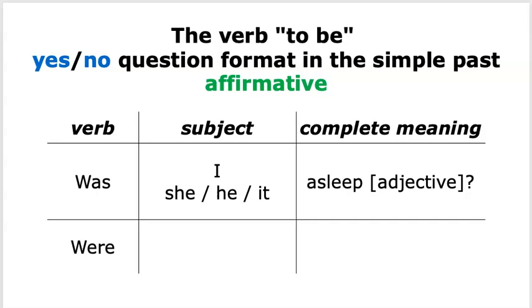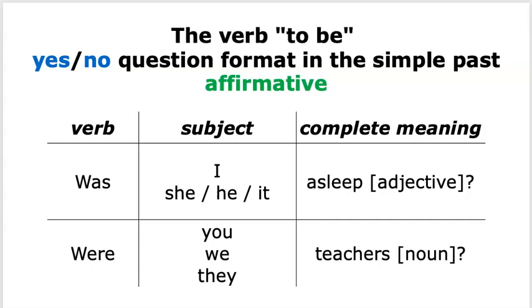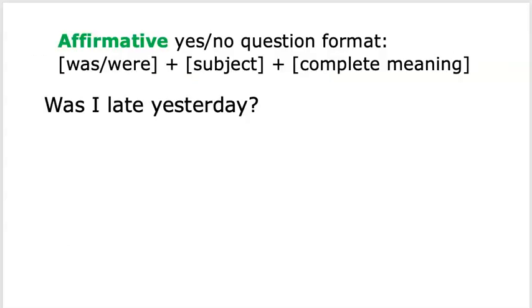If we begin with were, it's because our subject is you, we, they, or people's names like Elliot and I, or Bob and Lucy, and then we finish with a complete meaning. For example, were they teachers? And here our complete meaning is a noun. Let's look at some examples.